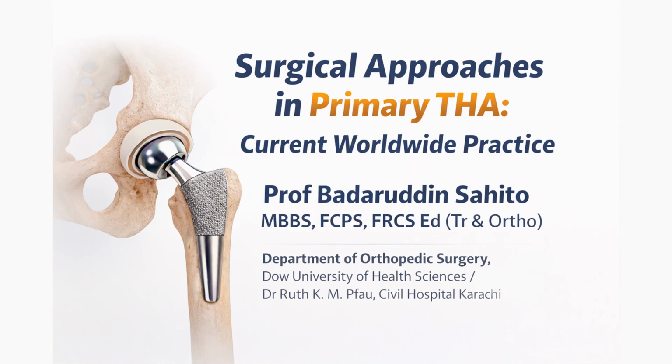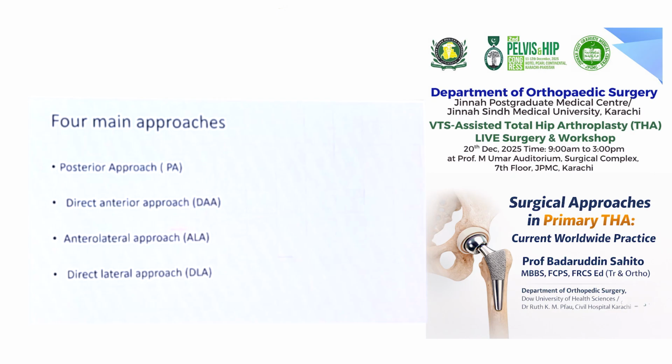So total hip arthroplasty is basically a procedure with 150 years of history. The posterior approach was first described in 1874 and later performed in 1891. So there are these four main approaches. How many of us are doing this arthroplasty through all four approaches?